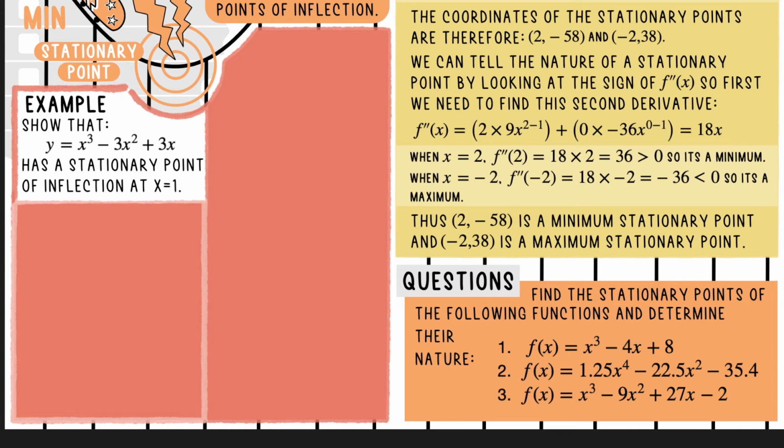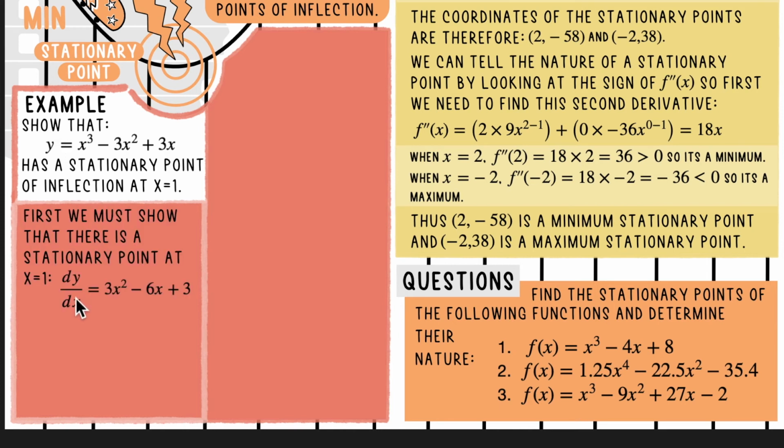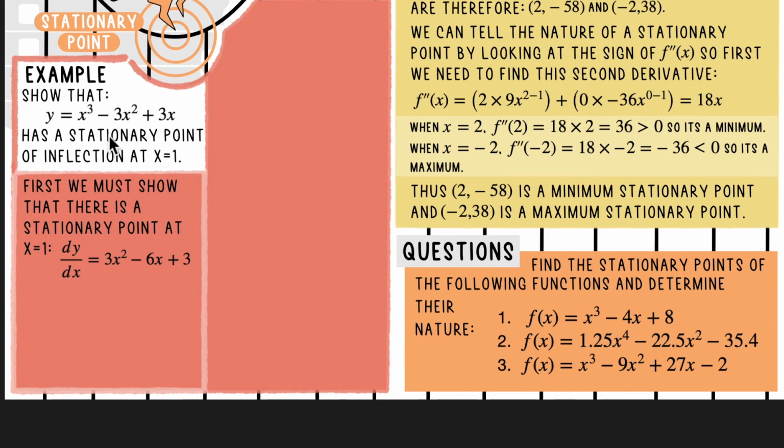So in order to show that something's a stationary point, we need to find the first derivative of the function. So we need to differentiate. And here we go. We've differentiated y to give dy by dx is equal to this here. In order to show that x is equal to 1 is a stationary point of this equation, what we need to do is show that if we substitute 1 into here, we get 0. I didn't actually do it like that. I just solved this for 0 and showed that the solution is 1. But you could just put 1 in here and show that it is equal to 0.